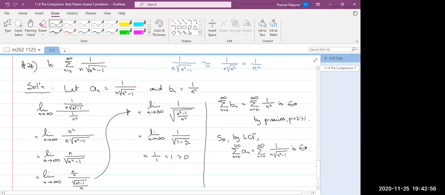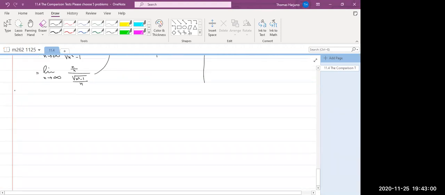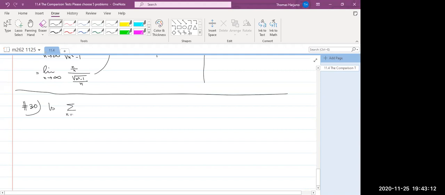I actually like number 30, even though I don't know what to compare that with. Number 30. Is the series from 1 to infinity of n factorial over n to the n convergent or divergent?